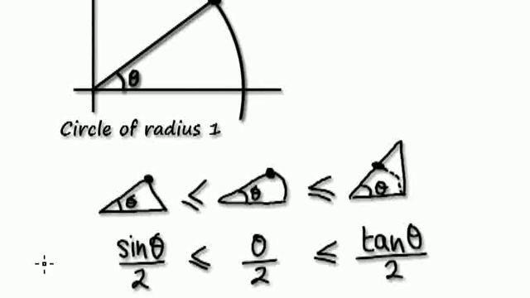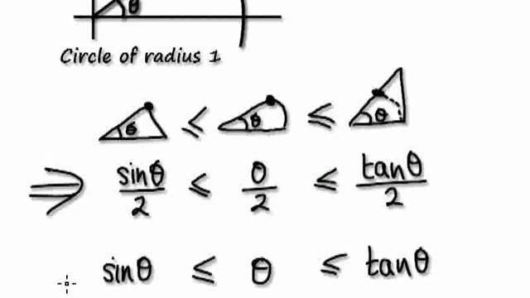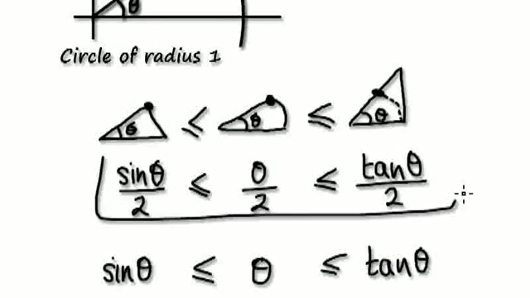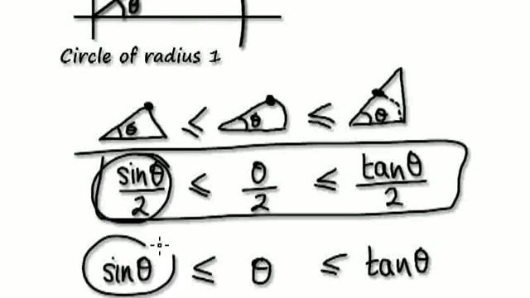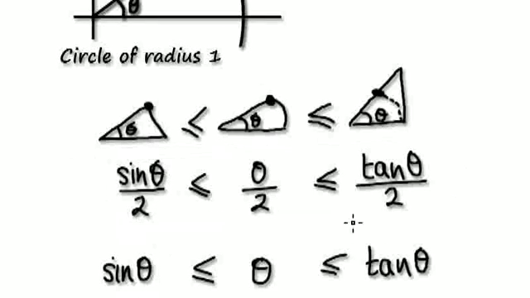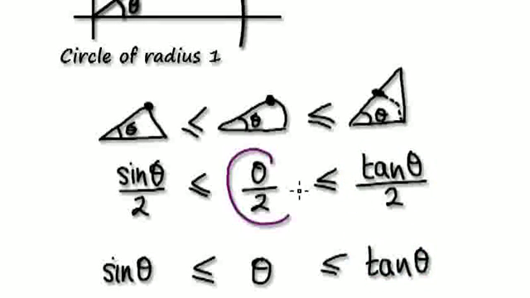Okay, so the next step from here is this. So here you've got an inequality. If you times everything by 2, then this bit will become this. Then times this by 2, you're just going to get tan theta, and if you times this by 2, you're just going to be left with theta.